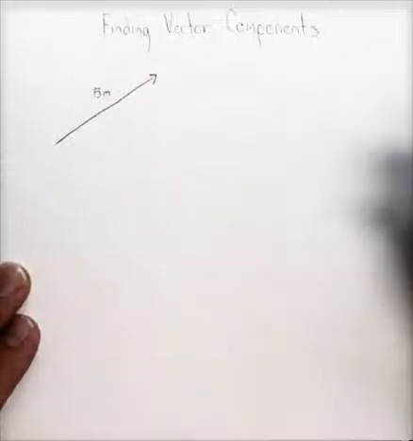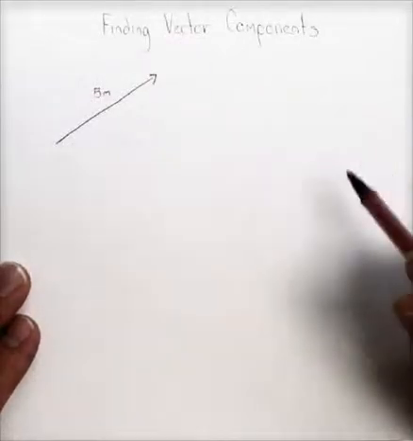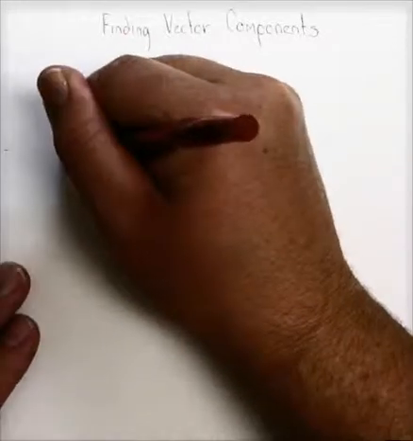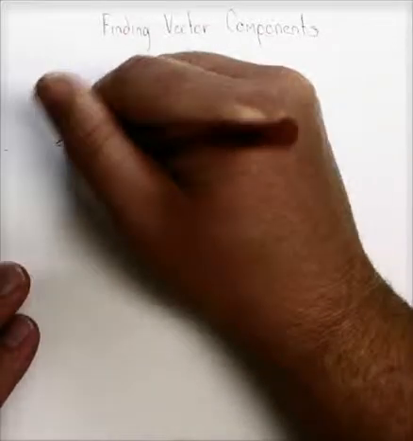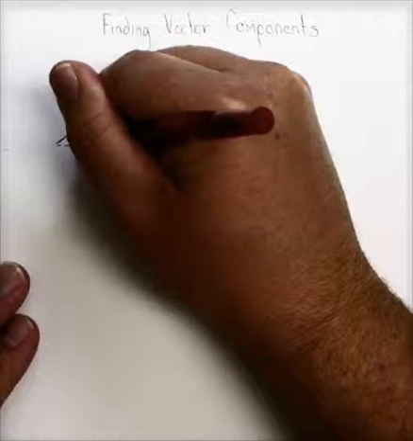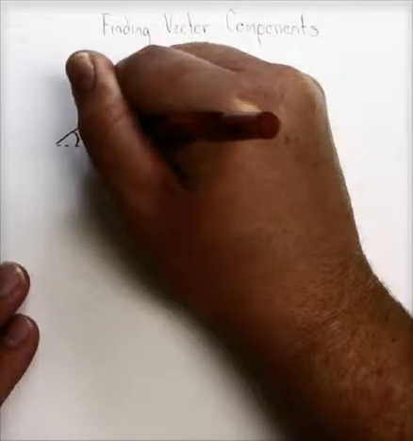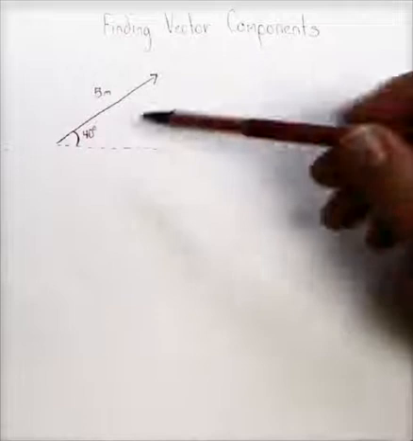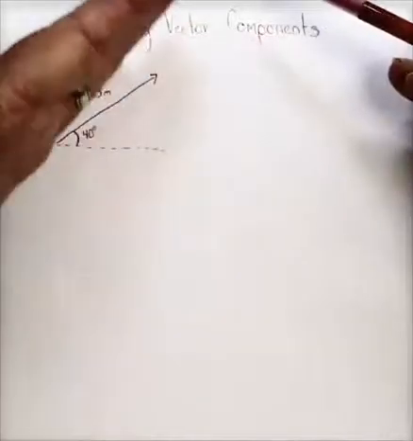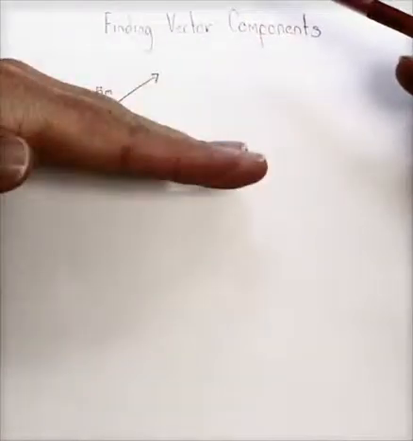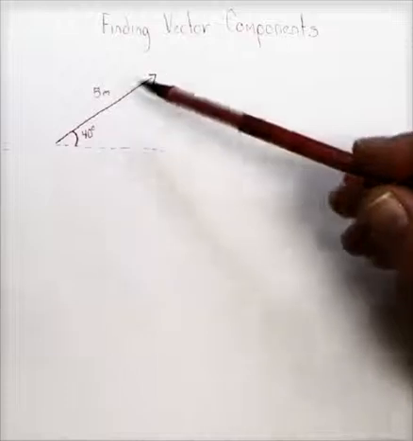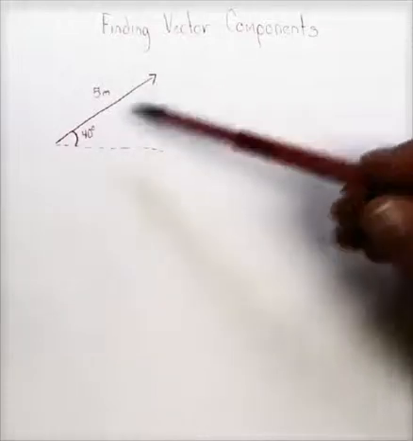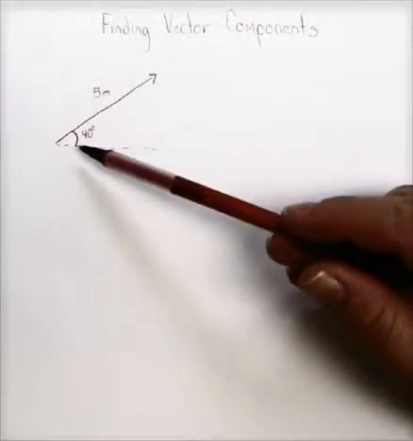Now what we're going to do is talk about the direction of this, not in terms of just where the arrow points, but in terms of an angle with the horizon. Let's say that this is at a 40-degree angle. So I've just said that this is 40 degrees north of the horizontal axis. Now, what we're going to do is find the components of this.